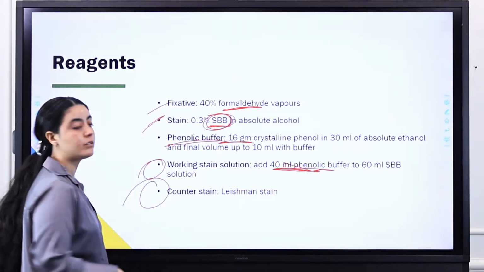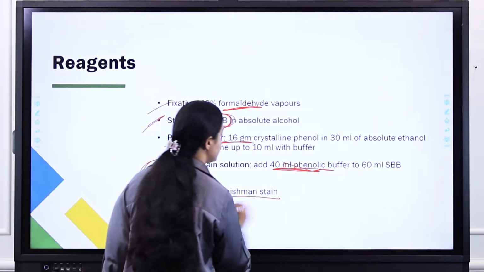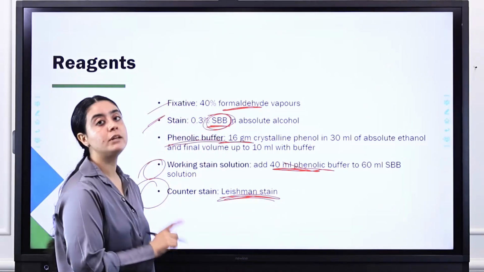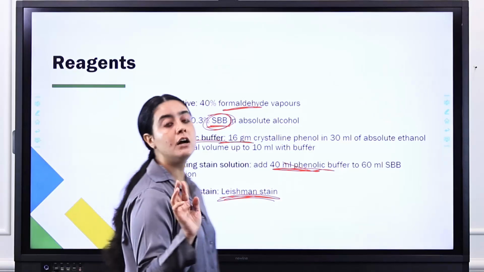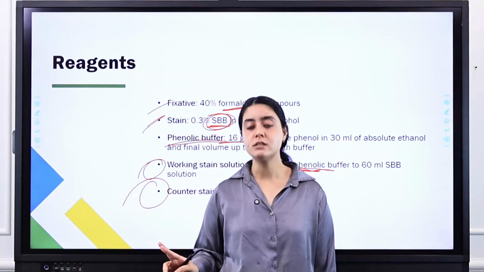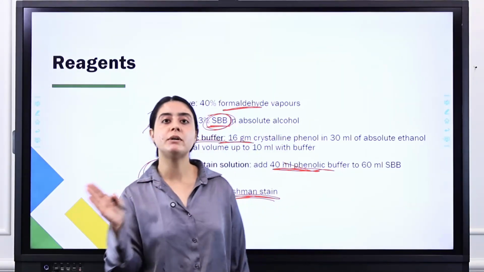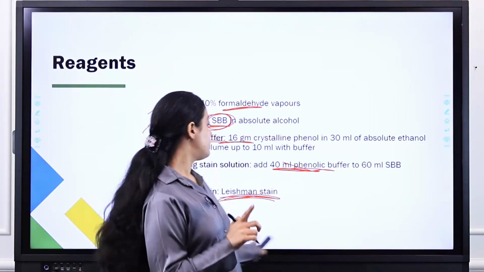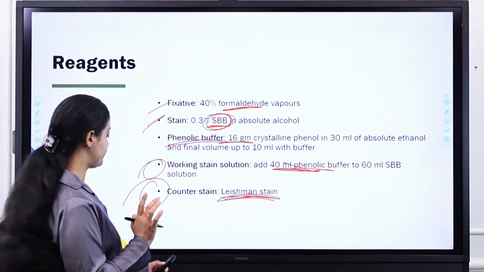And here we use as a counter stain Leishman stain. Here our counter stain will be Leishman stain. It is not necessary that when we have a combination of two dyes, the next dye will be used as a counter stain. No, here we use Leishman as the counter stain.